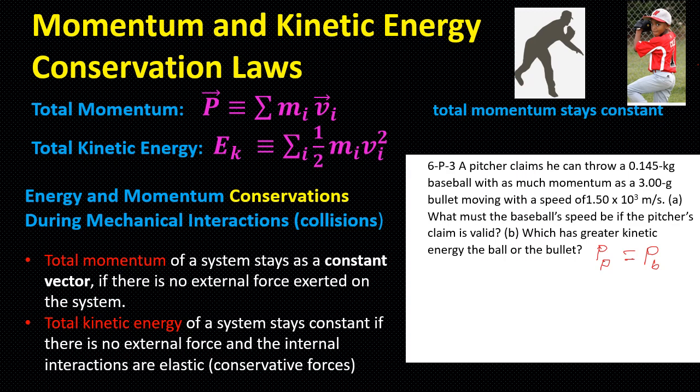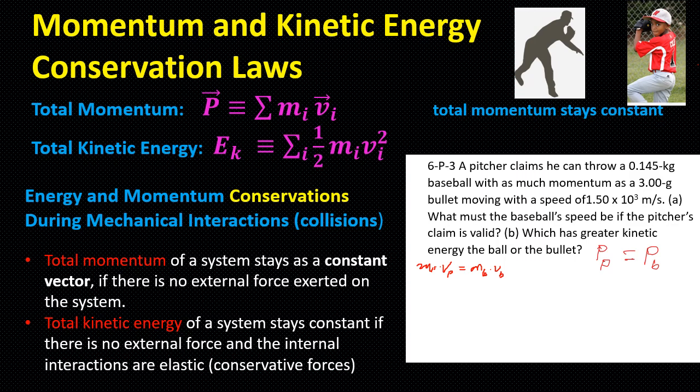What it says is that the momentum of the pitcher's baseball is the same as the momentum of the bullet. In other words, m pitcher times v pitcher, which we don't know, has to equal the momentum of the bullet, m bullet times v bullet.